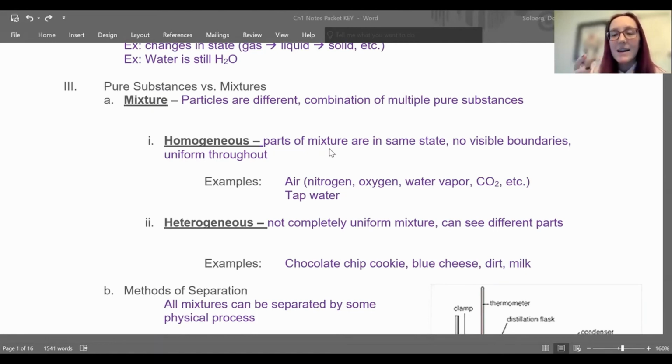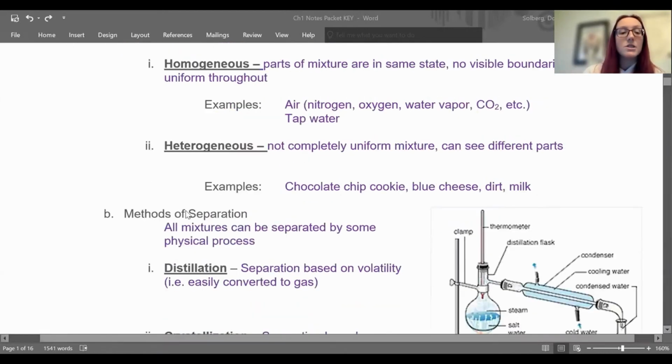It's kind of like a colloid, in that the other parts are suspended. If you let milk sit for a really long period of time, it will separate. You would get a heterogeneous mixture. So if something has distinct layers or different parts, it's going to be a heterogeneous mixture, or if it has different phases, right? Homogeneous has the same phases, heterogeneous has different phases.